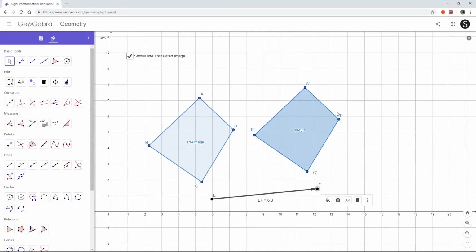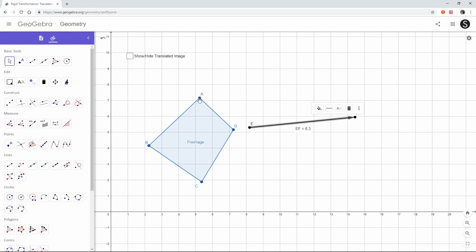All right, so I've already set up a translation. This is our preimage, and this is our vector. Our vector has a magnitude of 6.3, and so what the translation does is it looks at each of the points and tells it to translate 6.3 units in this direction, and it'll do that for every single point.